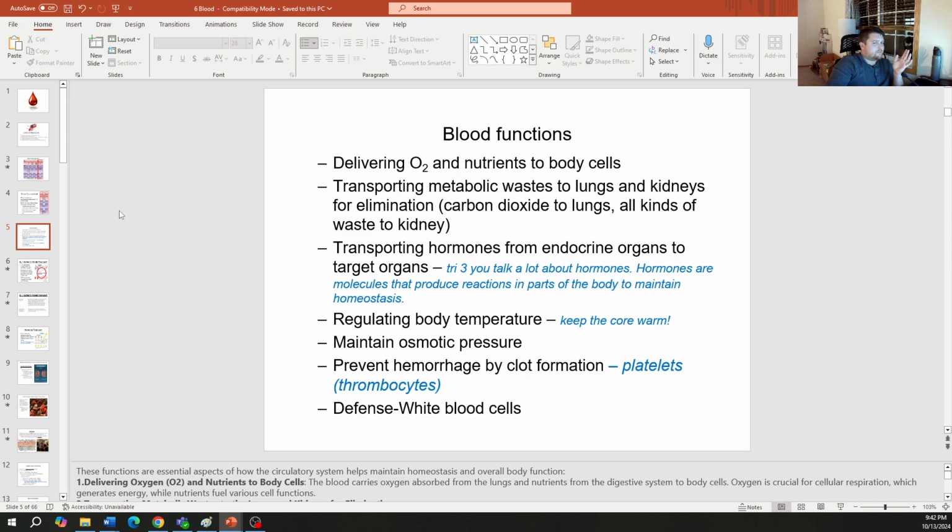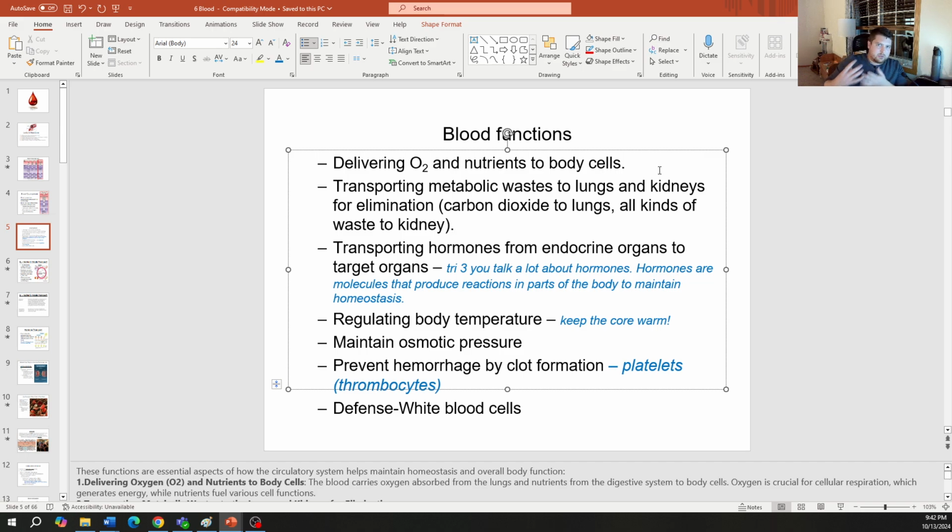So, functions of blood. Some of these are a little bit obvious, hopefully more common sense. Others we want to talk a little bit about. The main function of blood is to deliver oxygen and nutrients to the cells. All of our cells need oxygen to survive because this oxygen is used to produce ATP, which is the energy required to do anything and everything in our body, which you'll talk more about in biochemistry. It also transports the metabolic waste to the lungs and to the kidneys for elimination.